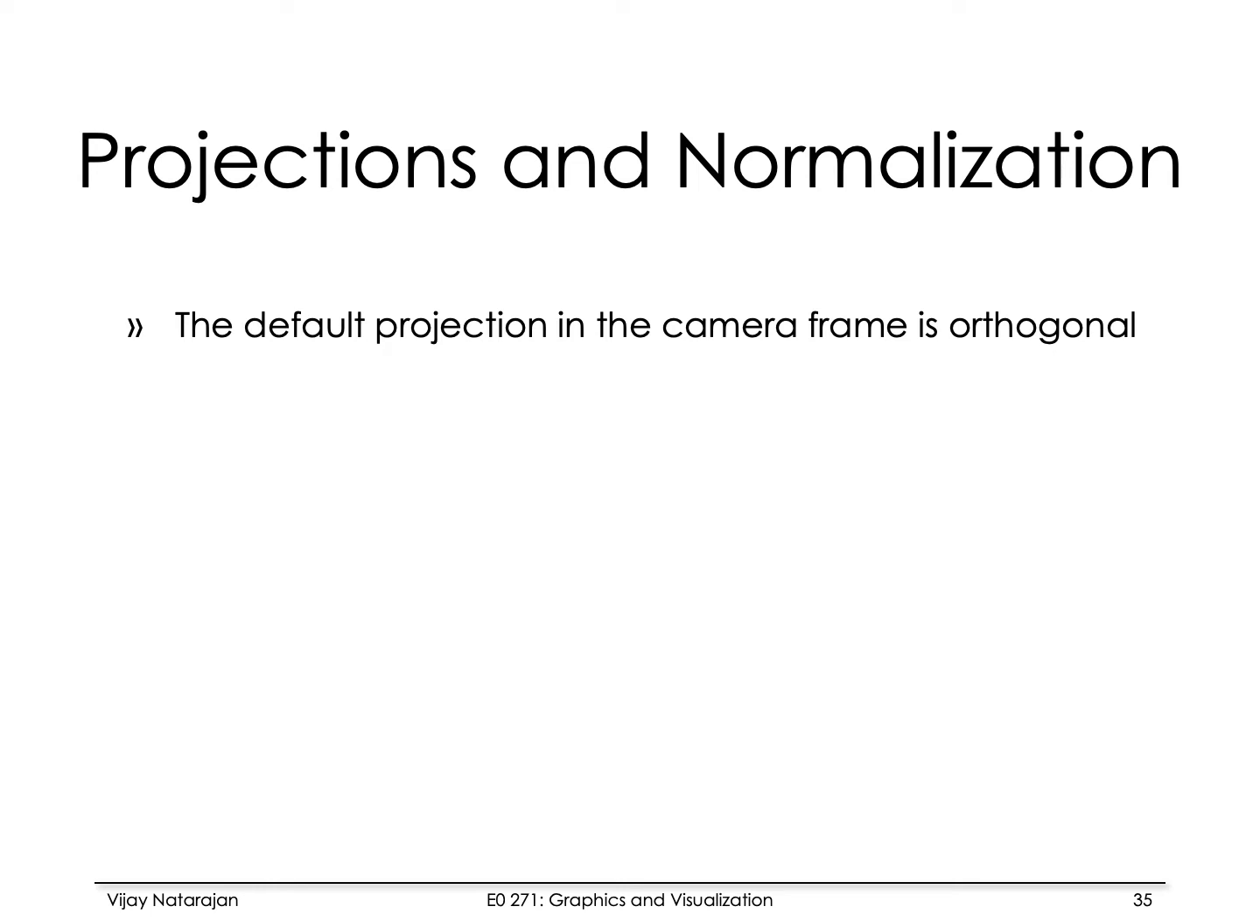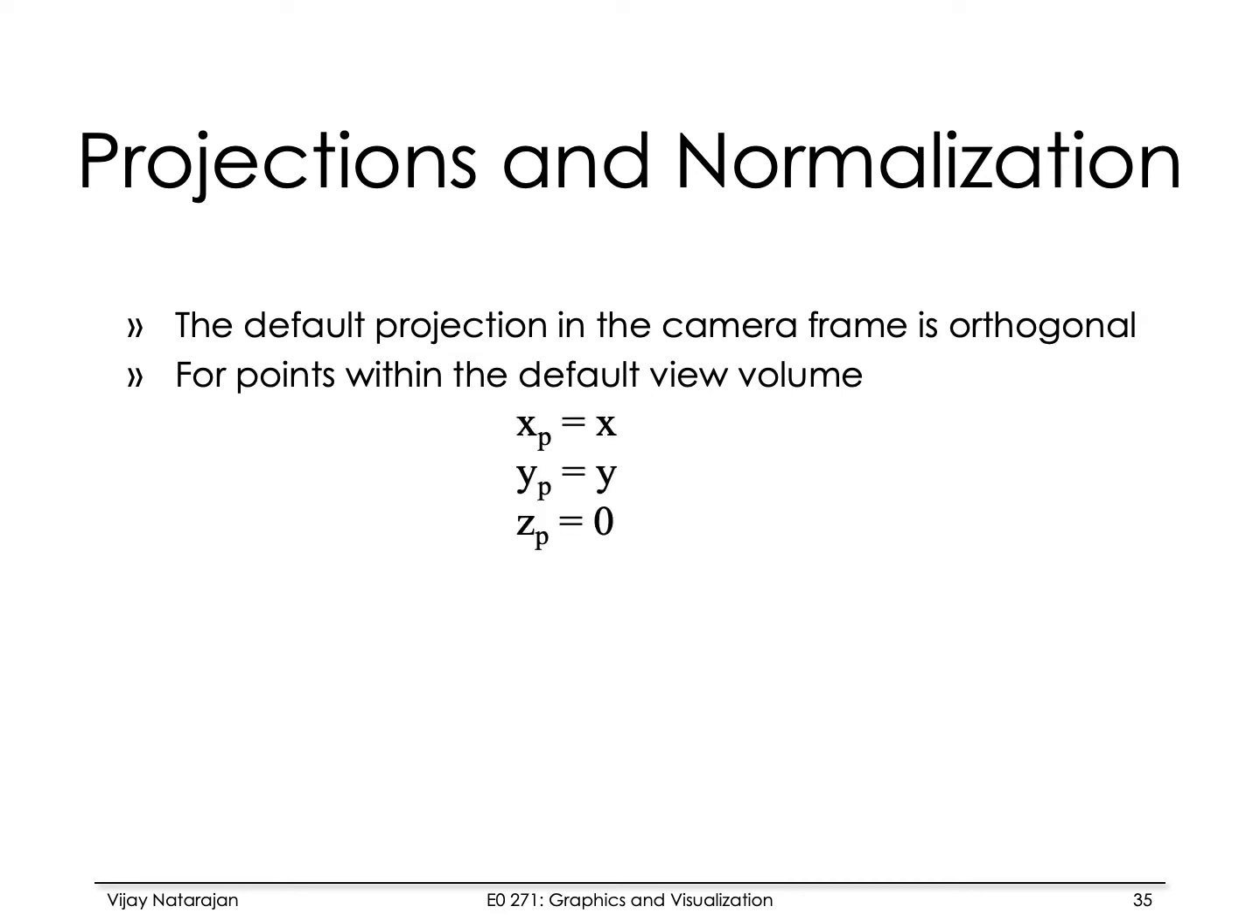So like I mentioned earlier, the default projection is orthogonal, right? So this is a very simple projection, hence it's the default. So what does this mean? For points that are within the default view volume, this is what happens. The x and y coordinates are preserved. So the x sub p and y sub p, the projected point, have the same coordinates as the input. The z coordinates get mapped to 0. So that's essentially your orthographic or orthogonal projection. You can quickly see that this orthogonal projection is along the z direction, which is why z goes to 0.